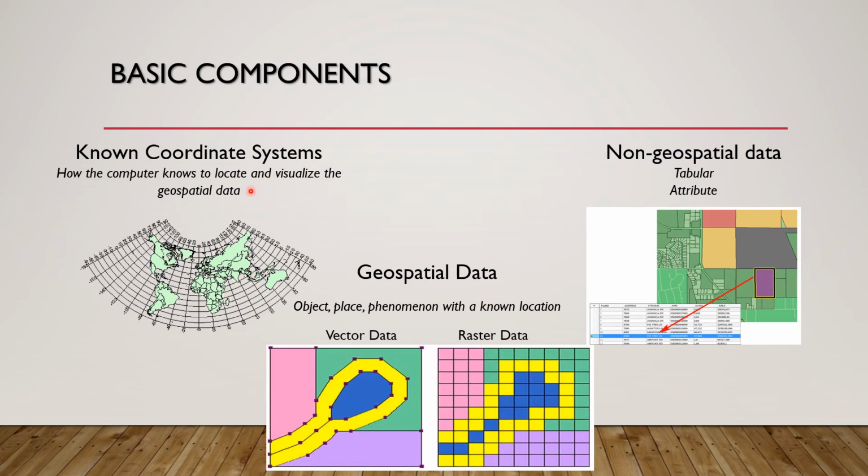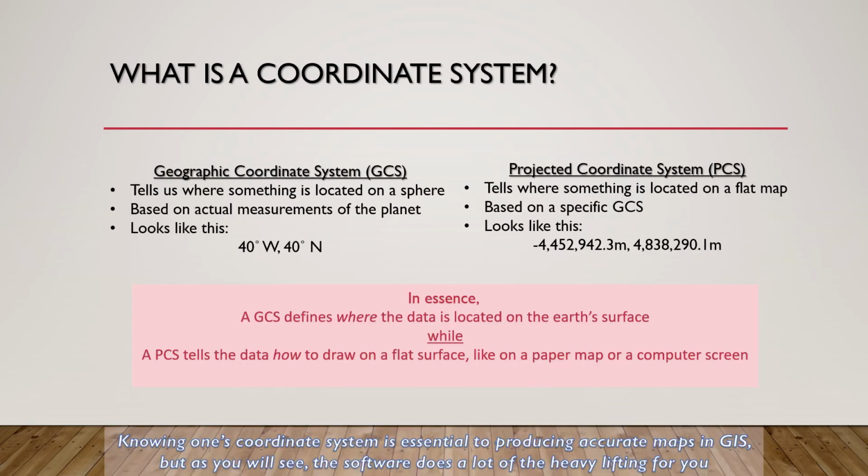Coordinate systems, which we would want to know. Everything has to have a coordinate system. If it doesn't have a coordinate system, it simply can't exist, because the coordinate system tells us where something is on the Earth depending on the kind of measurements you're using. It has to be composed of geospatial data, which we already went through, and it doesn't have to, but it often has some kind of non-geospatial data. So let's dive in a little bit more into what each of these is.